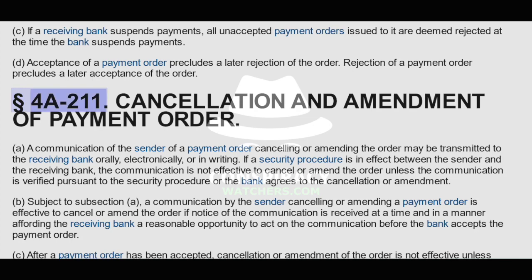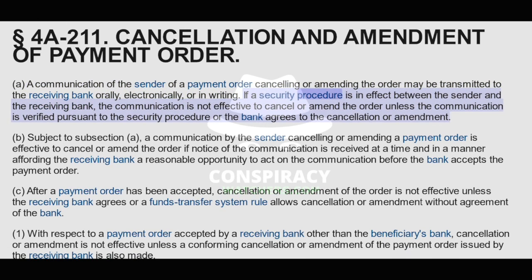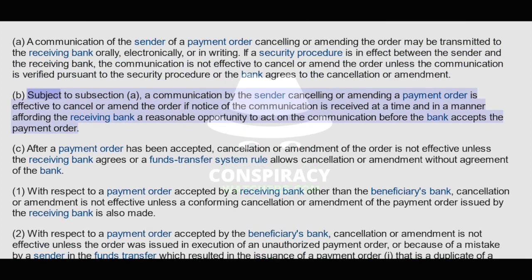Section 4A211. Cancellation and amendment of payment order. A communication of the sender of a payment order canceling or amending the order may be transmitted to the receiving bank orally, electronically, or in writing. If a security procedure is in effect between the sender and the receiving bank, the communication is not effective to cancel or amend the order unless the communication is verified pursuant to the security procedure or the bank agrees to the cancellation or amendment.